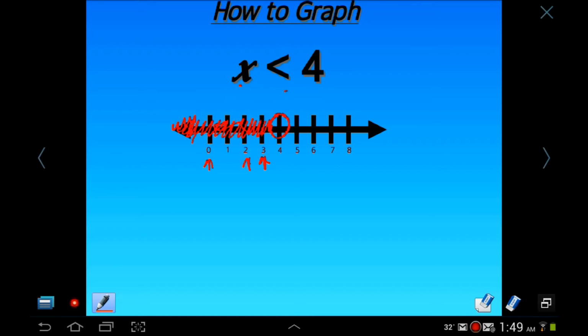Kind of recap what we just did. We used an open point because it was just a plain standard inequality sign. It was just less than. If it was greater than, we would also use an open point. And then what does this represent right here? That represents x. X has many, many, many solutions.